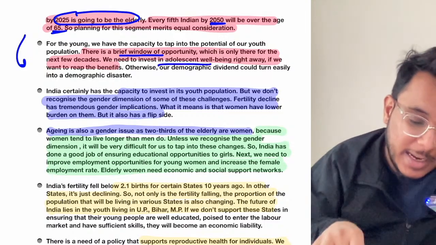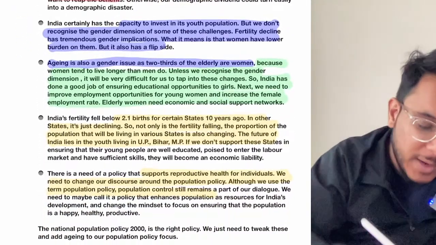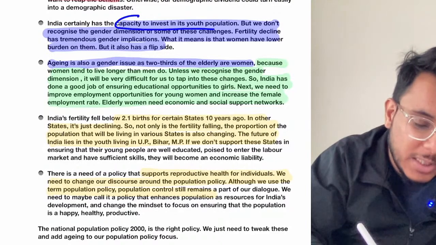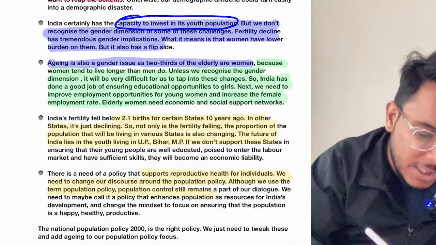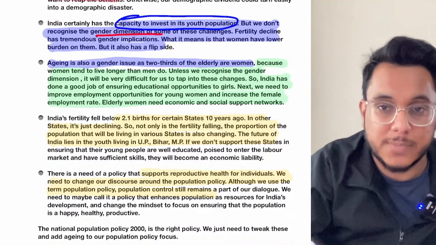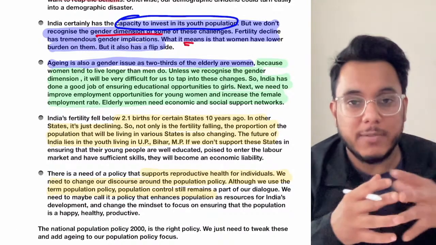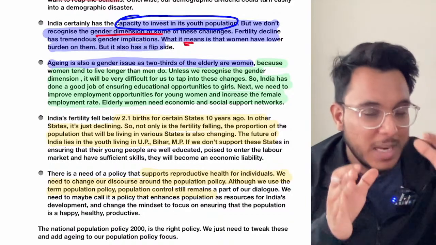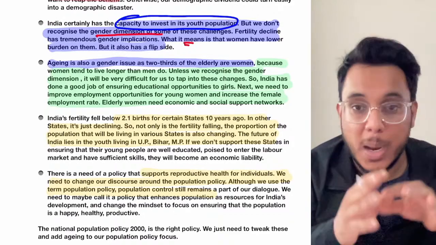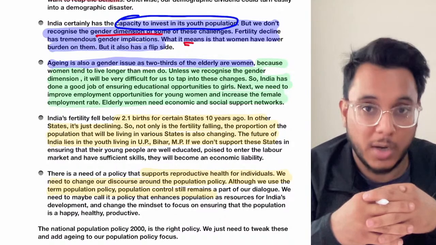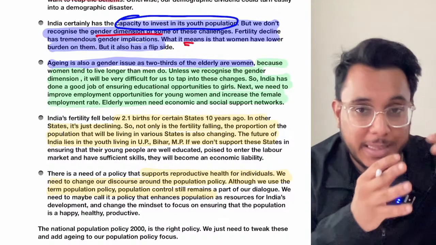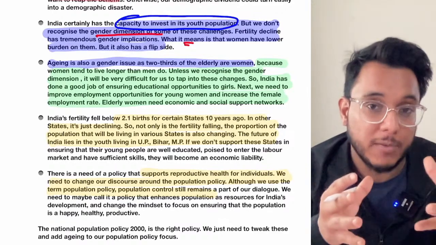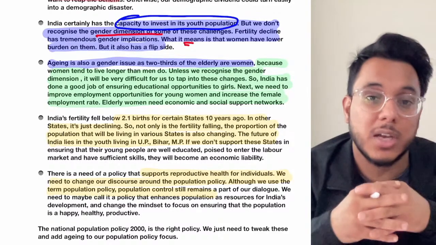We need to address adolescent health. So we need to invest in our youth population. At the same time, we also need to identify the gender dimension in this matter. Today when we talk about the young population, it is equally made up of men and women. But the women we are not focusing upon. We are not building their skills. We are not focusing on bringing them into the labor force. Women's labor force participation rate has been very low.